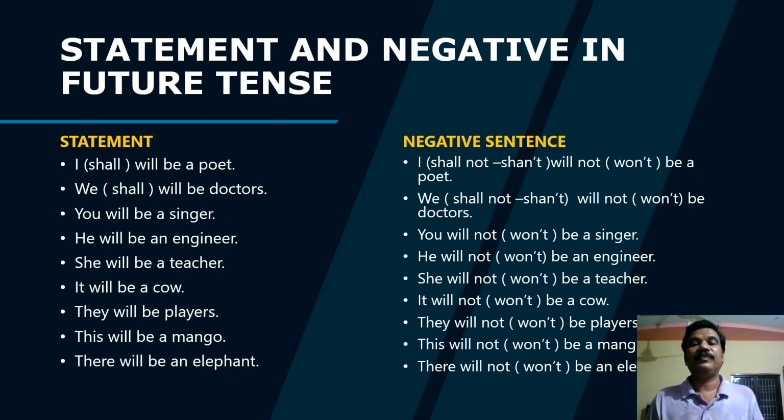Negative sentence, I shall not becomes short form, shan't. Will not becomes won't. What are the short forms? We use short forms in spoken English. And we use will not, shall not in written form. When you write, shall not, will not. And won't, shan't is a spoken expression. You can write the spoken expression in written form.